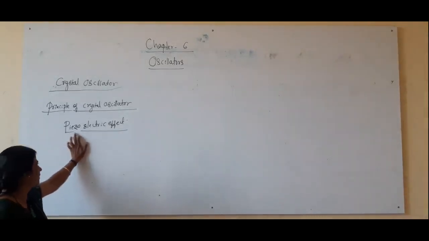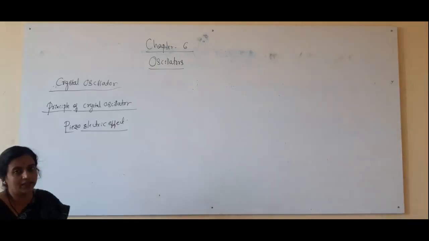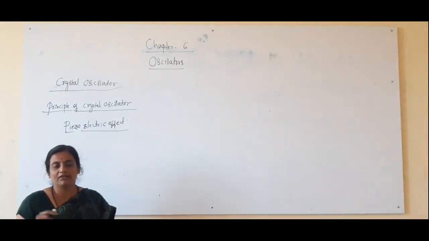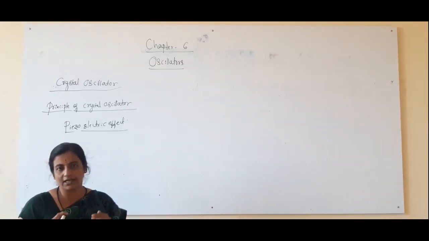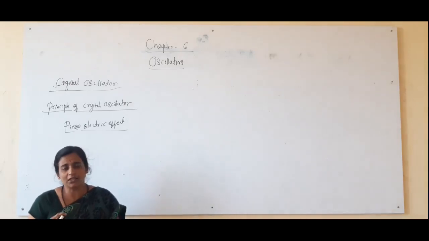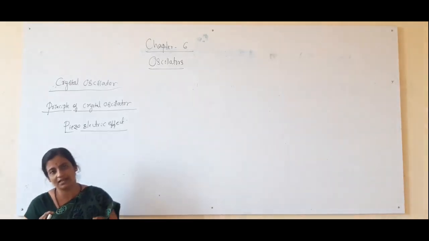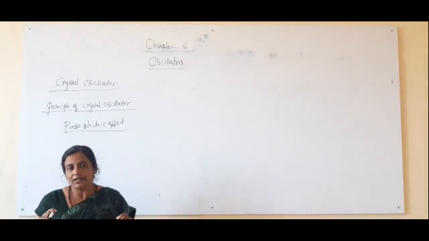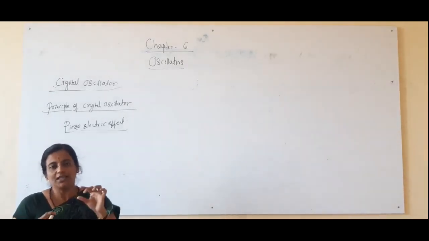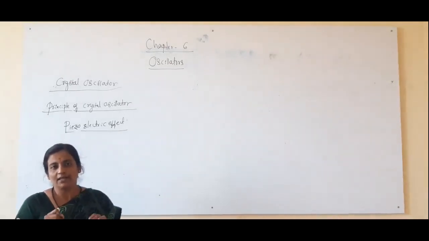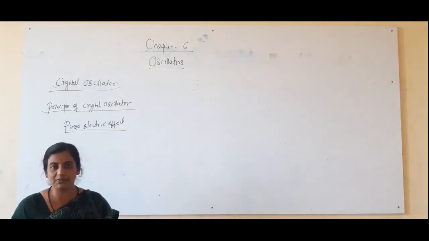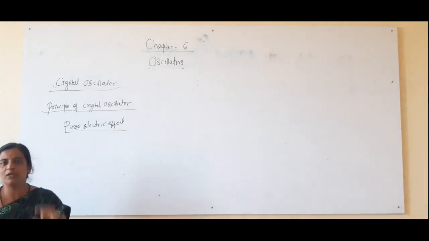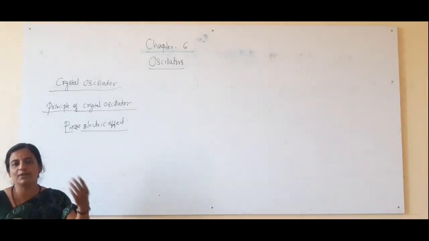What is this piezoelectric effect? In this piezoelectric effect, whenever an AC signal voltage, that is an alternating changing voltage or sinusoidally varying voltage, is applied to the crystal. There are crystals available in nature, and a piece of crystal slab is taken. Across that crystal slab they apply the AC voltage. Whenever AC voltage is applied, then what happens? Because of that AC voltage, the molecules inside the crystal start vibrating with a particular frequency of oscillations.